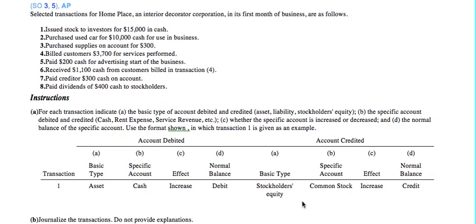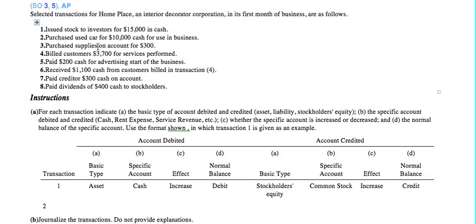For the second part of the entry, stockholders' equity is the basic type. Common stock is your specific account. The effect is an increase, and the normal balance is a credit. It's on the right side of the equation. Credits are on the right. Now to get to the next line and keep the same format, hit your tab key and we'll type 2. It doesn't really line up with the 1, but if you hit your tab again, it'll go underneath the A. Number 2, we purchased a used car for $10,000 cash for use in the business.